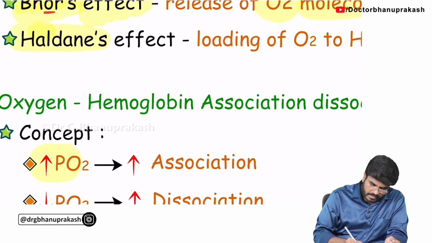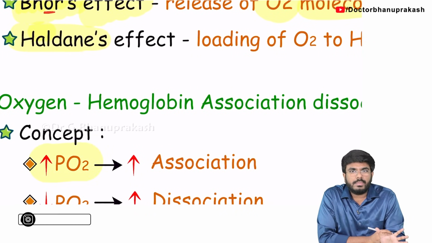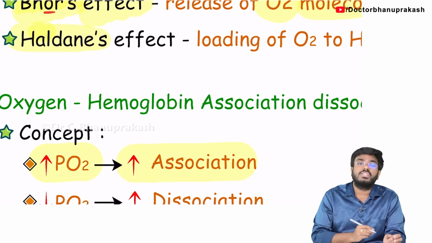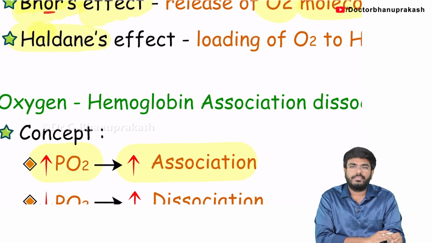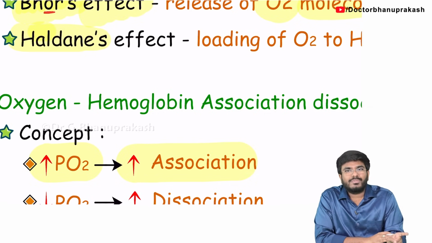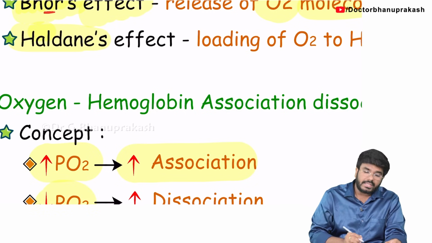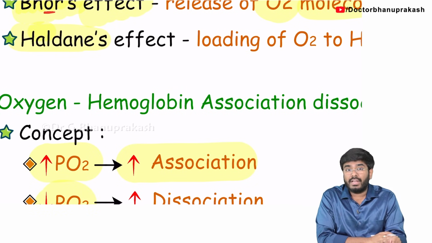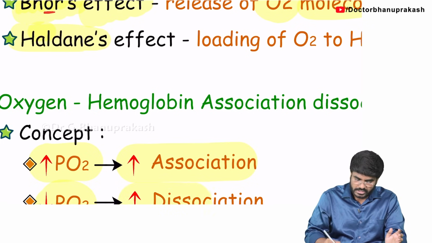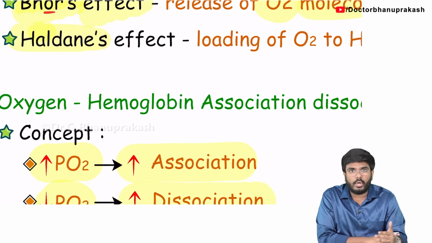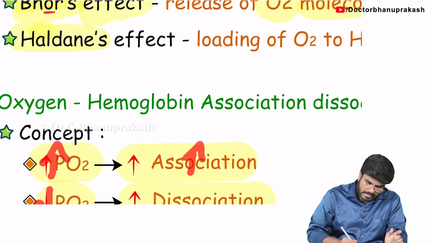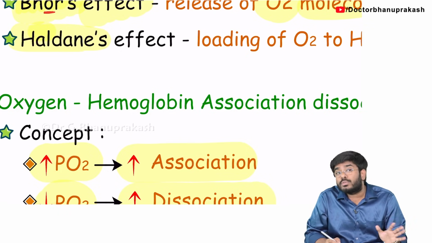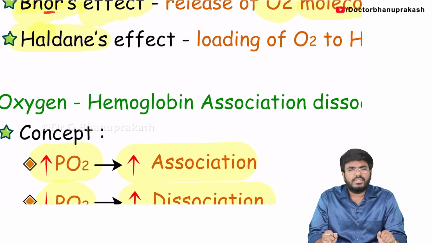Whenever the partial pressure of oxygen is more, there is going to be more association, which means hemoglobin will love to bind with the oxygen. Hemoglobin accepts the oxygen. So more partial pressure, more association. And whenever the partial pressure decreases at the level of tissues, there is going to be more dissociation. Dissociation means hemoglobin will release the oxygen molecules. So the more the partial pressure, the more association; the less the partial pressure, the more the dissociation. We already know about this concept.